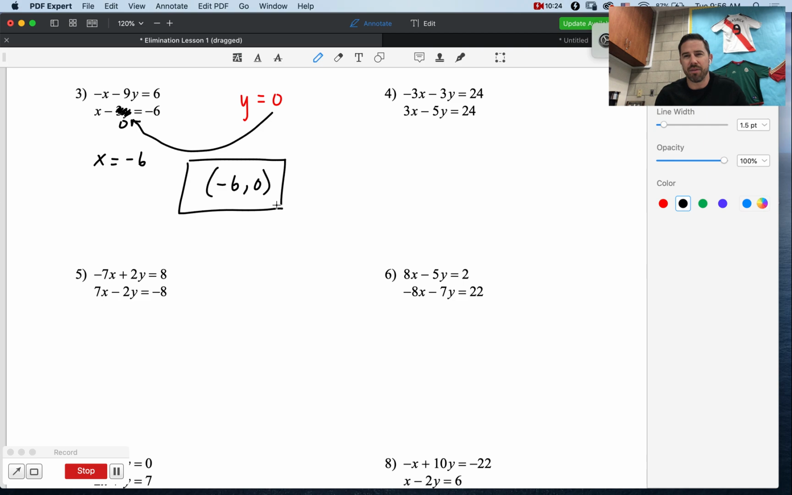It's a lot less math than graphing. It's a lot less math than substitution.